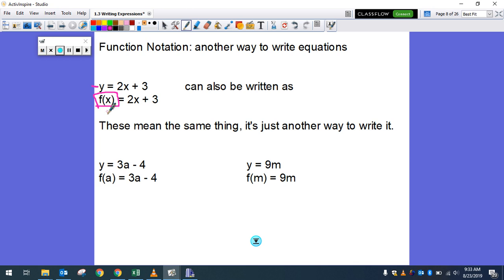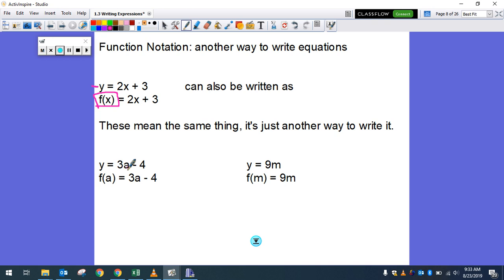The way we say it, if I was going to read this out, it would say f of x is 2x plus 3. F of x is 2x plus 3. Okay, they mean the same thing. It's just another way to write it. Now, the only thing you really need to know about function notation is this letter, whatever letter is in your equation, it might change. So look at these two examples that I did.